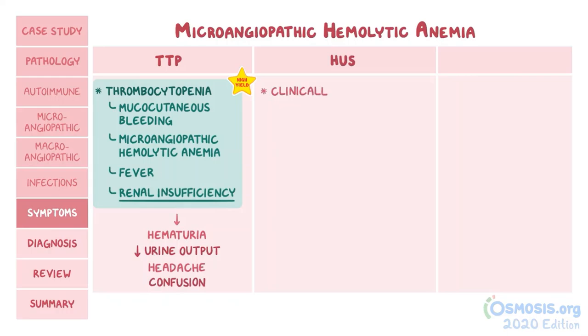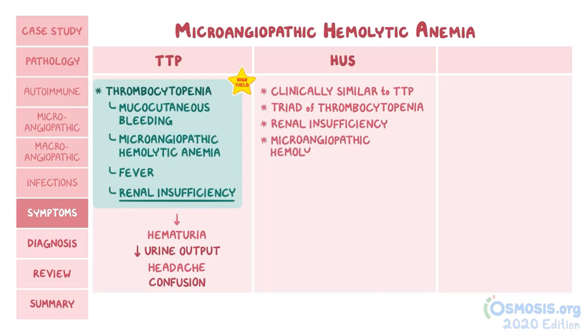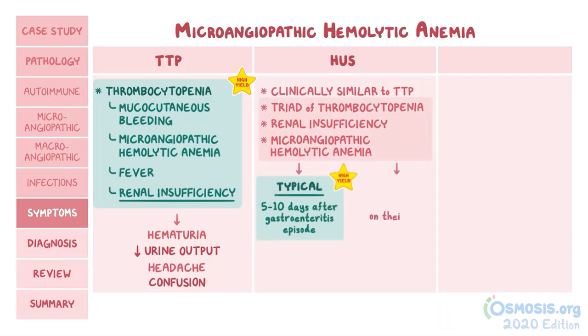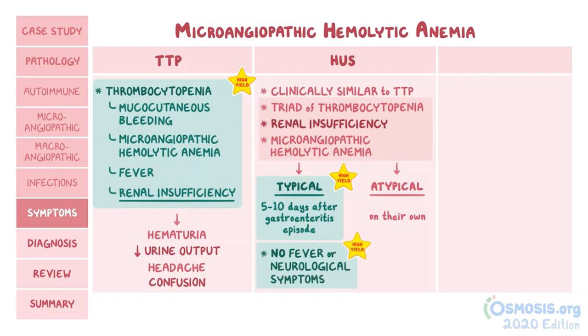Now, HUS is clinically similar to TTP. The classic presentation is a triad of thrombocytopenia, renal insufficiency, and microangiopathic hemolytic anemia. These appear 5 to 10 days after the gastroenteritis episode in typical HUS, or can happen on their own in atypical HUS. A very high-yield concept to remember is that unlike TTP, HUS does not usually cause a fever or neurological symptoms, and instead the renal insufficiency symptoms predominate.